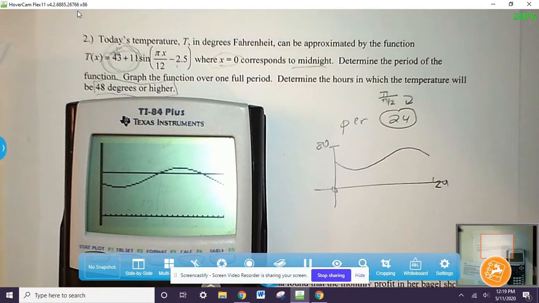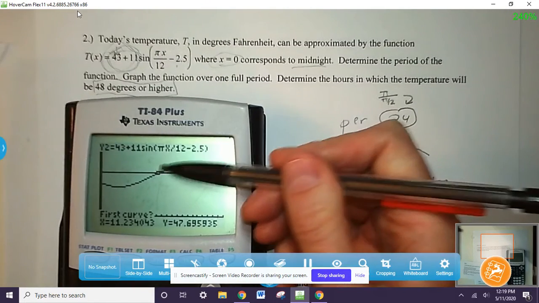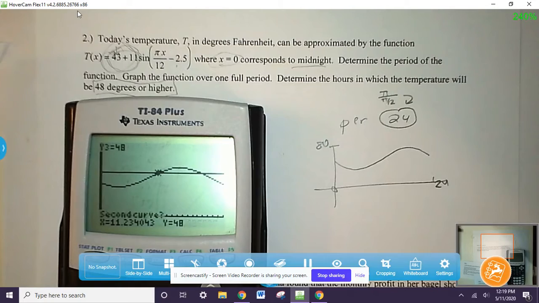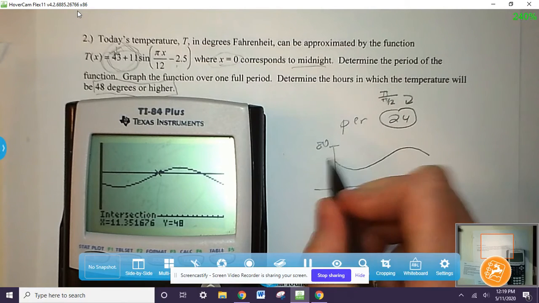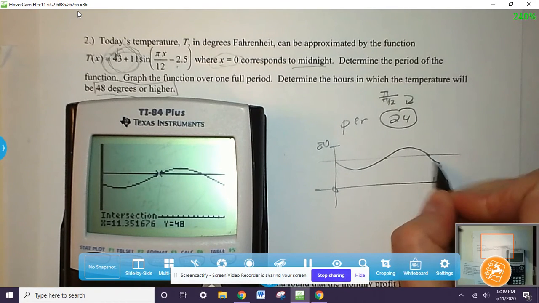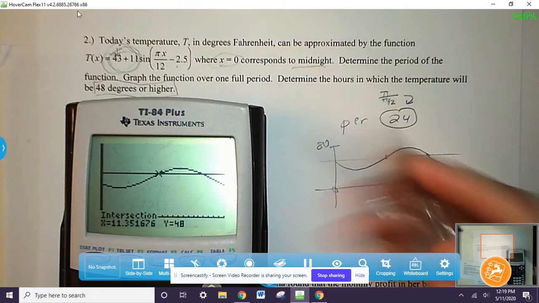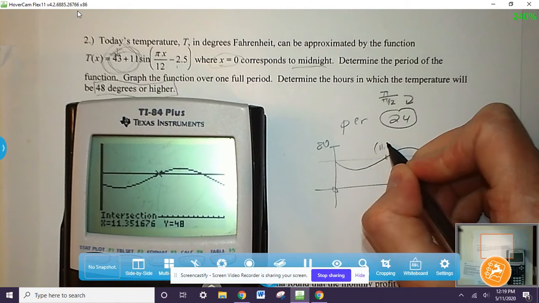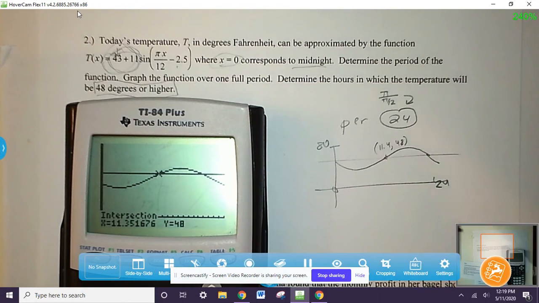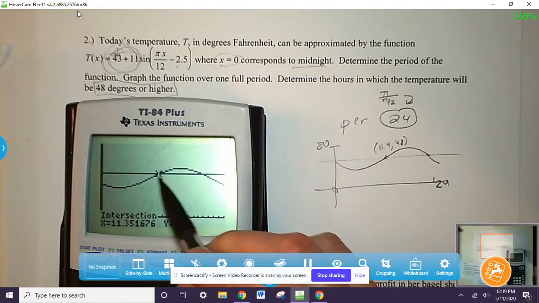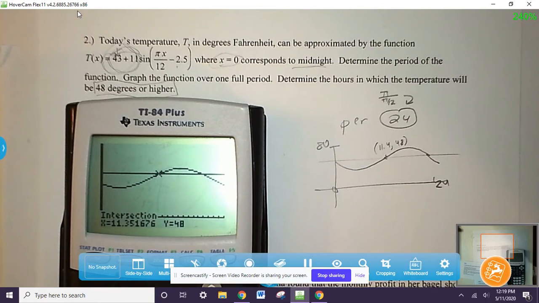And if we hit second trace intersect, the calculator, if we go as close as we can to the point of intersection, hit enter again, because now I'm on my other graph, and then take my guess, we can get a very accurate estimate for when we get above 48. So this point here is 11.4, right around 11.4 if I round, comma 48. So that's when we hit 48 degrees. And then we're going to be above 48 degrees all the way till here. So do second trace intersect again.